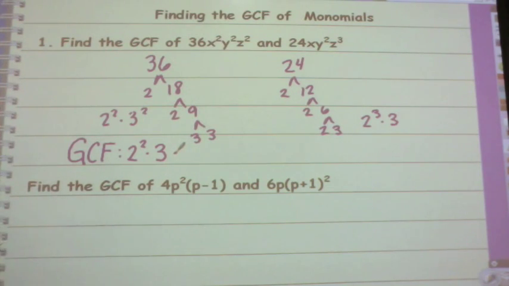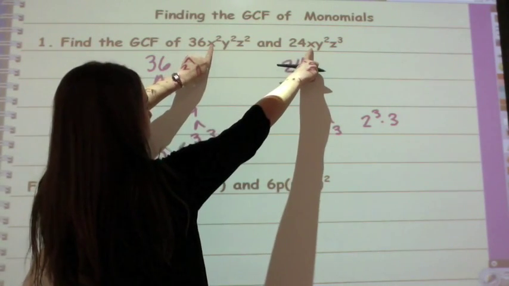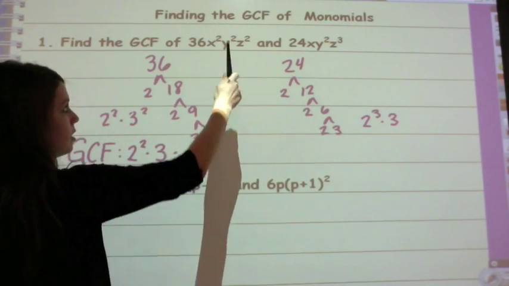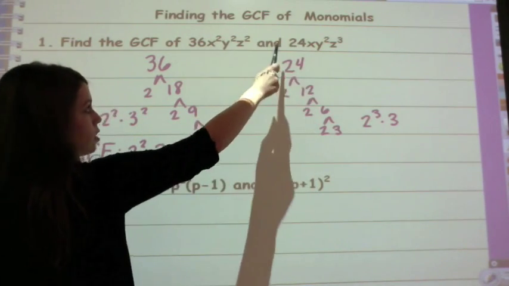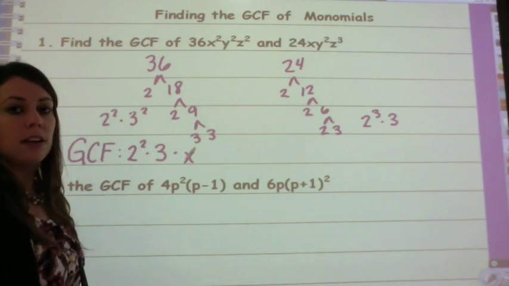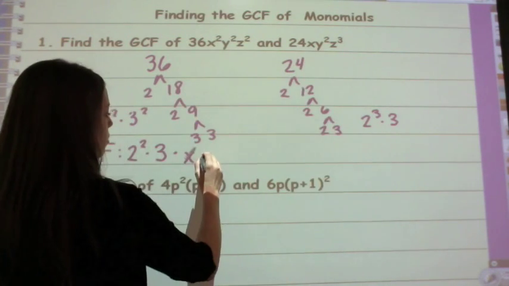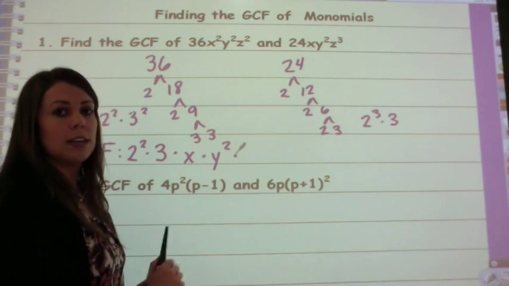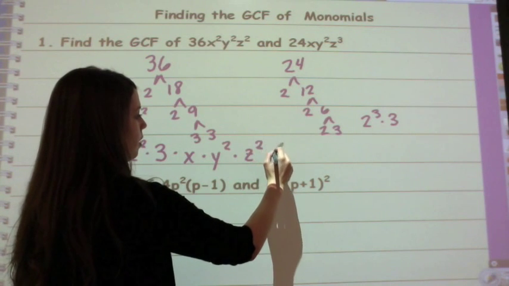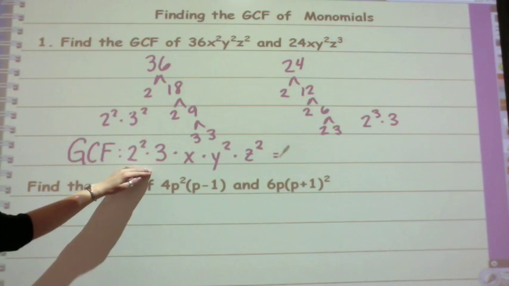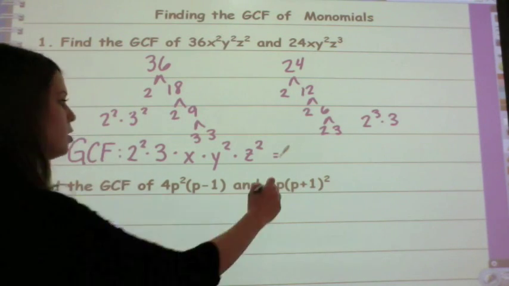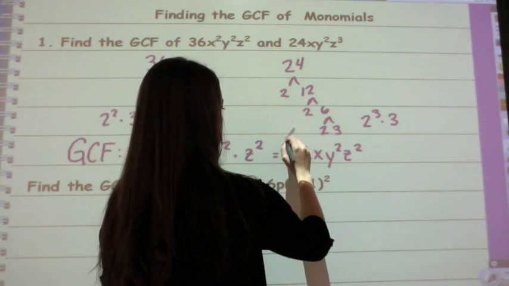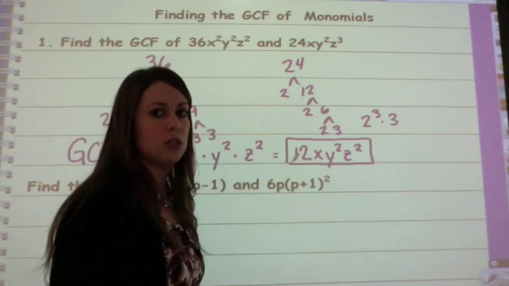Now let's get to our variables. When we look at x squared and x, we want to take the lower of the exponents. So x, because this is x squared, they both do not have an x squared, but they both contain an x. And then y squared and y squared, they're the same, so we're going to take y squared. And z squared and z cubed, we're going to take the lower of them, z squared. Then we're going to multiply 2 squared times 3. 2 squared is 4, and 4 times 3 is 12. And then x, y squared, z squared. That's the greatest common factor of those two monomials.